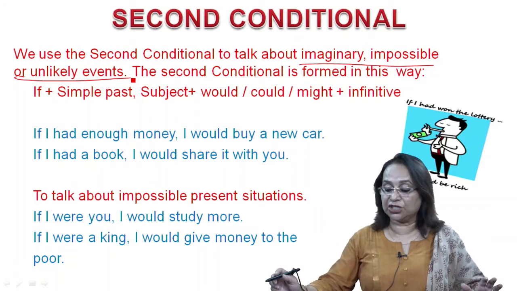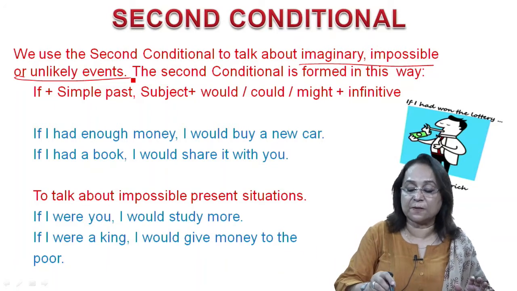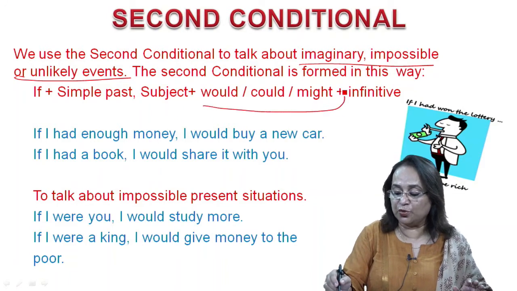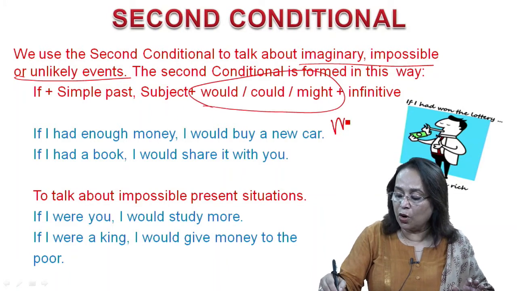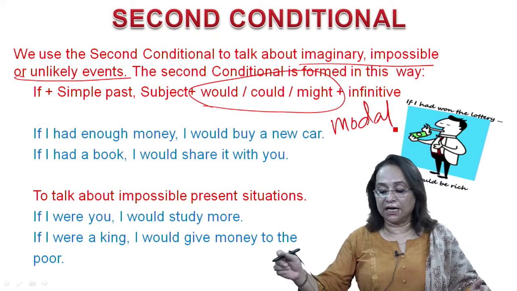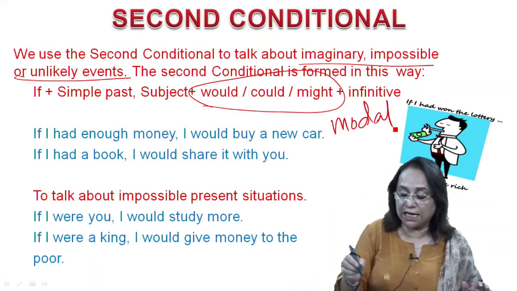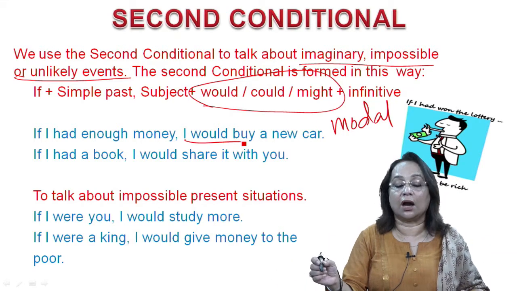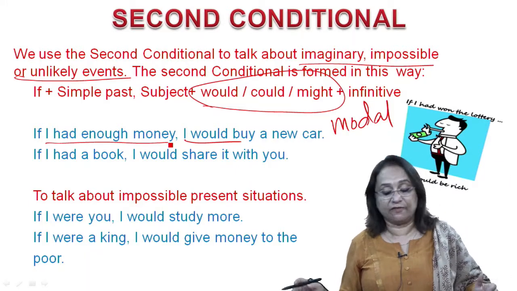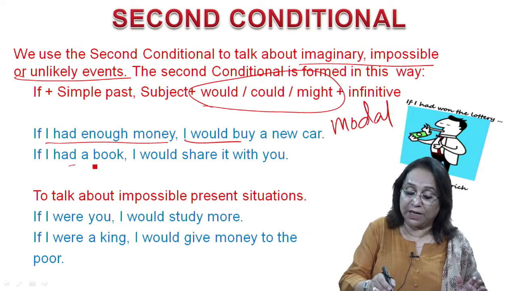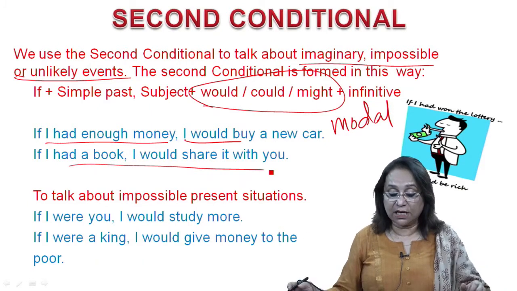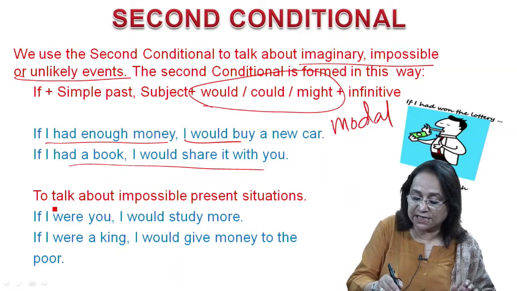So, second conditional is formed in this way: if plus simple past, subject plus would, could, might. So, we are using a modal, right? Could, would, might plus infinitive. If I had enough money, I would buy a new car. If I had enough money, it's a hypothetical situation. If I had a book, I would share it with you, meaning he doesn't have the book. To talk about impossible present situations.